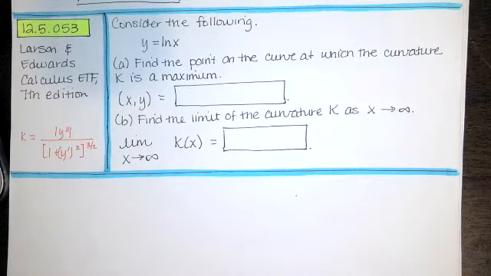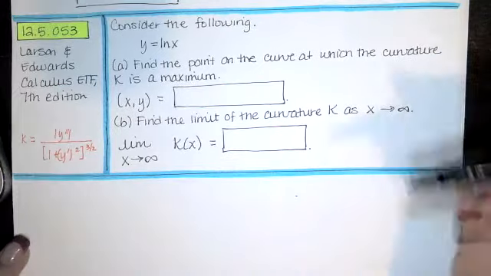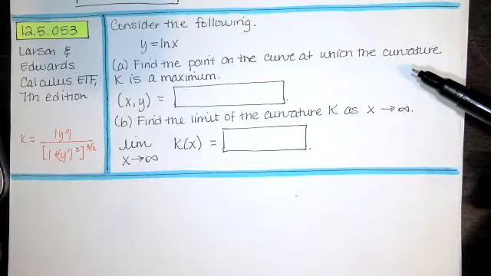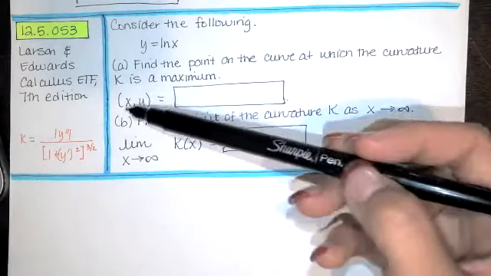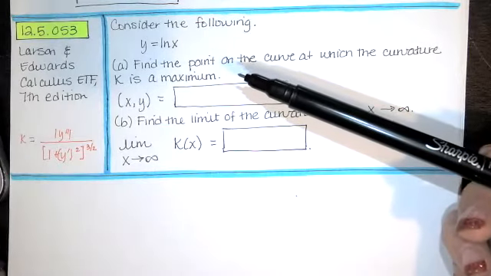In this video, we solve problem 12.5.053 from the Larson and Edwards Calculus Early Transcendental Functions text, 7th edition. We're asked to consider the following function, y equals natural log of x. And then we're asked to find the point on the curve at which the curvature k, or kappa, is a maximum. And we're looking for a location x, y on that curve.